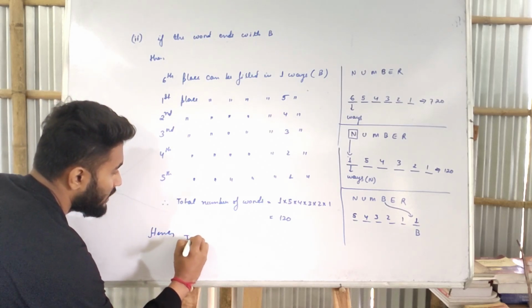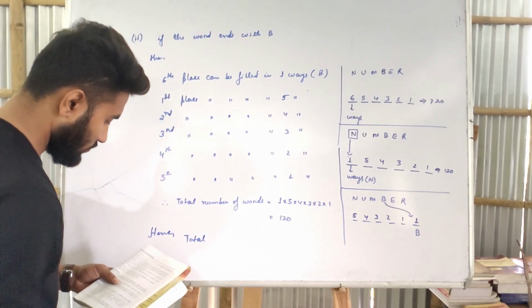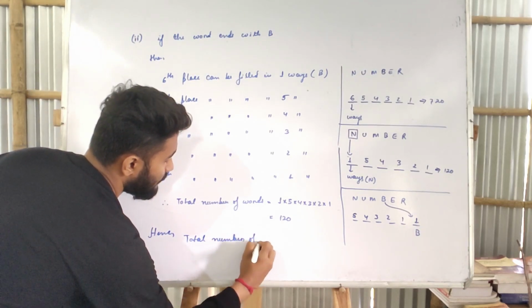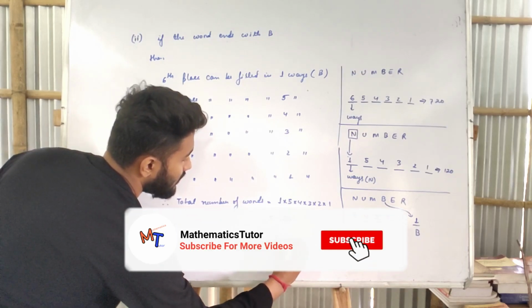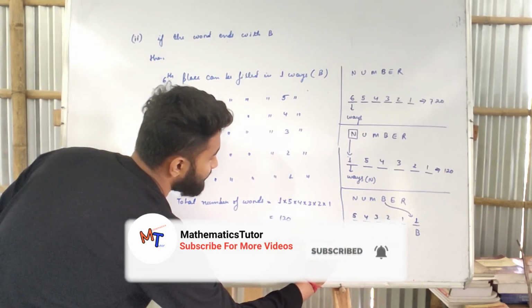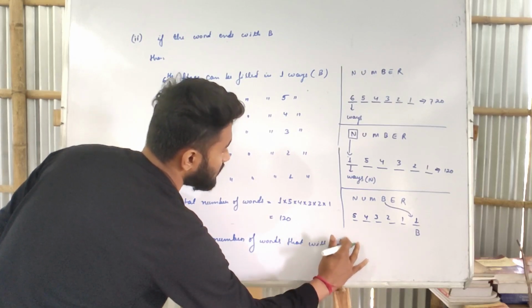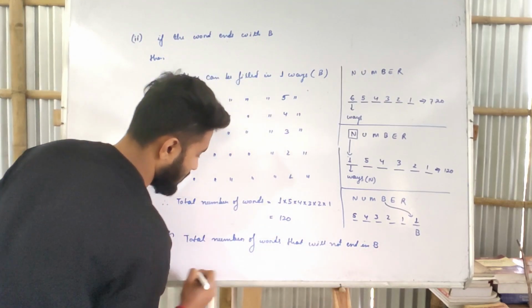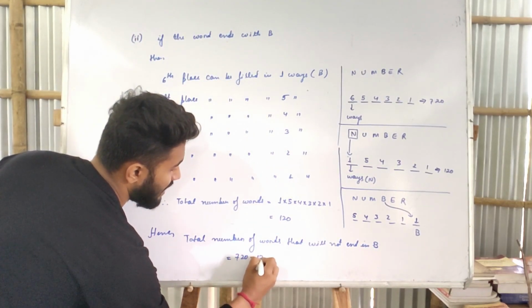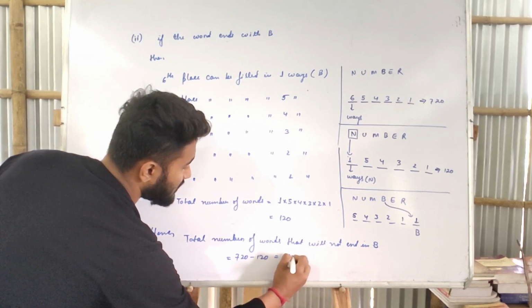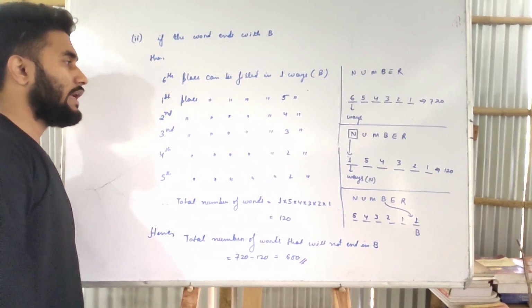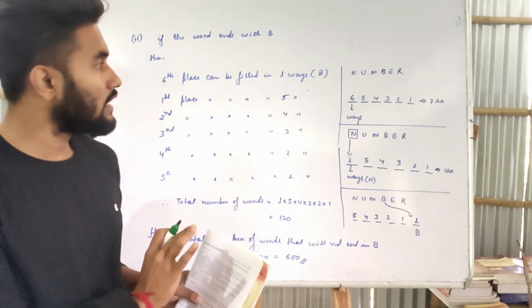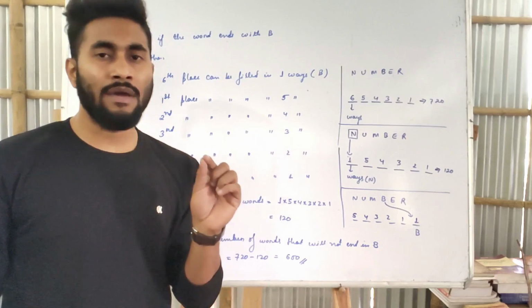Hence, total number of words that will not end in B will be equal to 720 minus 120. This will be equal to 600. That is the answer. This is the basic approach. You should know this approach; it is necessary. Now let us move to the shortcut approach, directly using the fundamental principle.